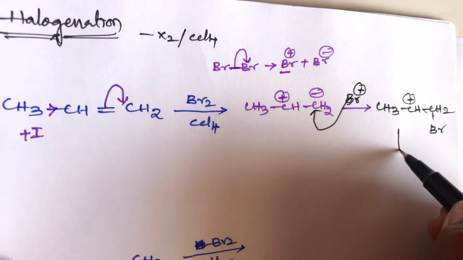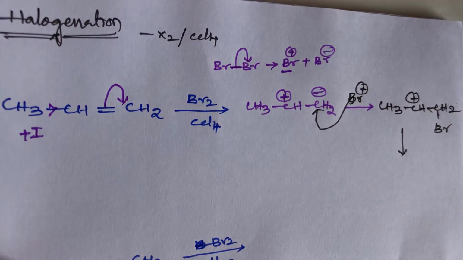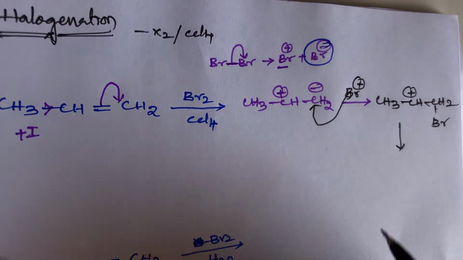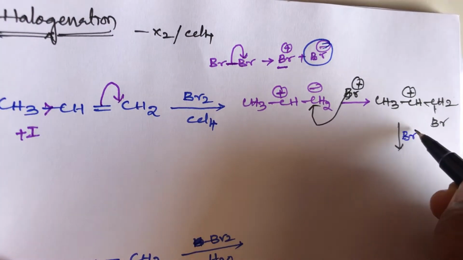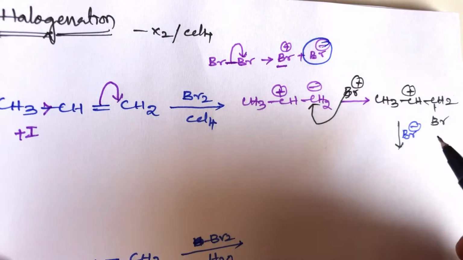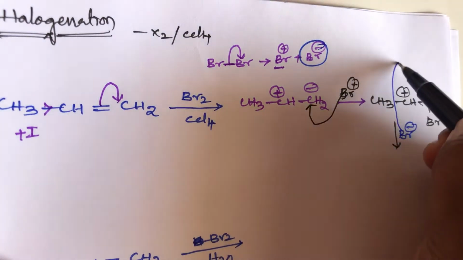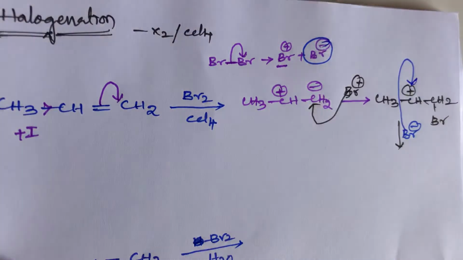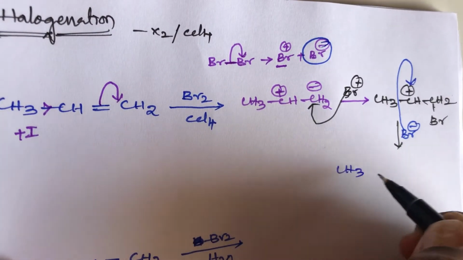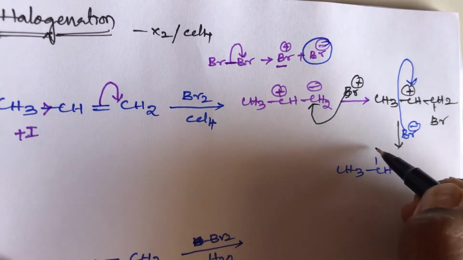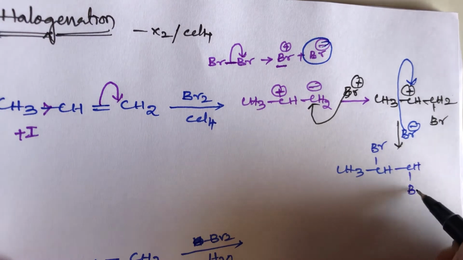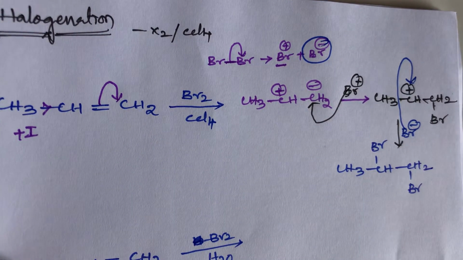After that, students, one nucleophile is left, that is one more Br minus. This Br minus acts as the nucleophile. This nucleophile, this Br minus, will attack the positive species side. We get the final product, CH3 CH with Br and CH2 with Br. So this is the final product.